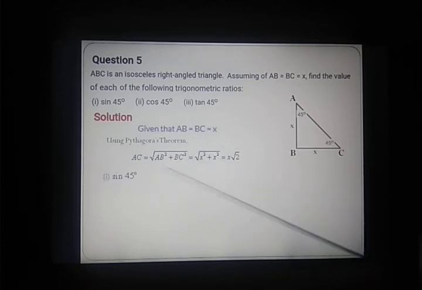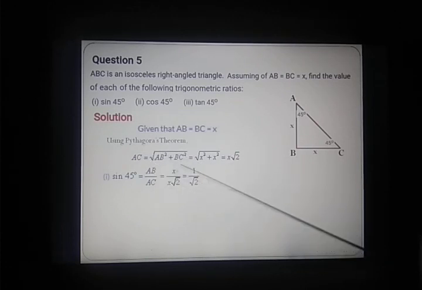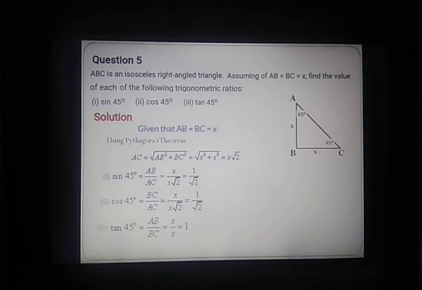Sine 45. Sine means P by H, that is perpendicular by hypotenuse, and we know that perpendicular is AB and hypotenuse is AC. What is the value of AB? AB is equal to x, and AC is x root 2. So this x and x get cancelled, and you have 1 by root 2. Similarly, you can calculate cos 45 degrees and tan 45 degrees. Pause the video to note down.